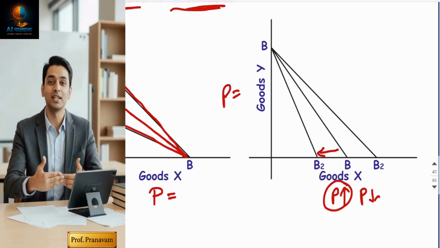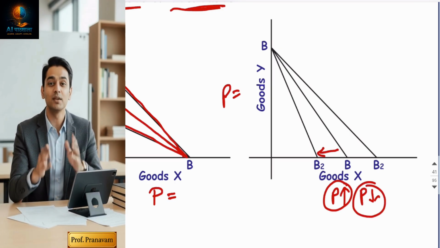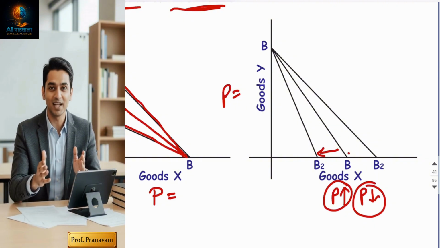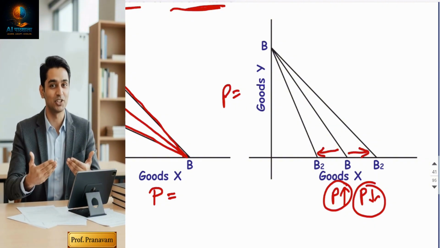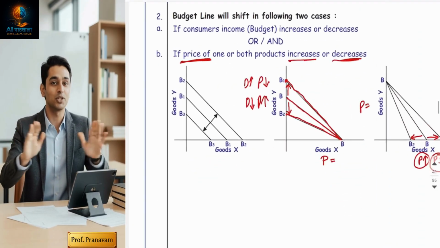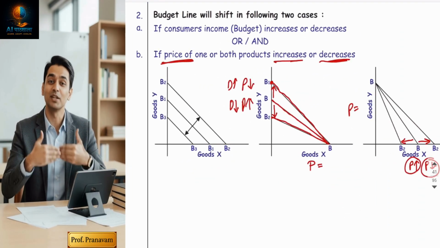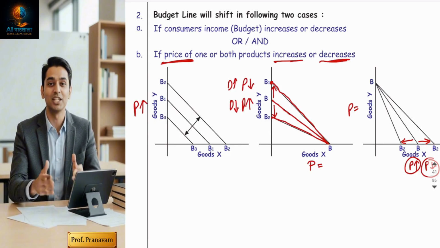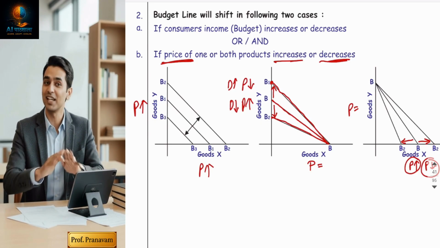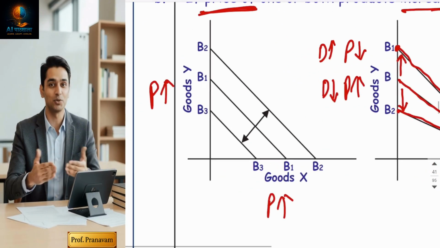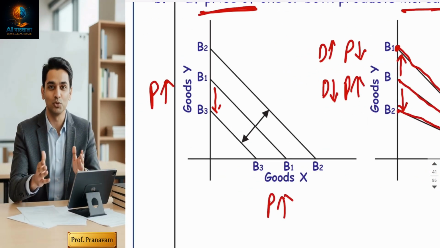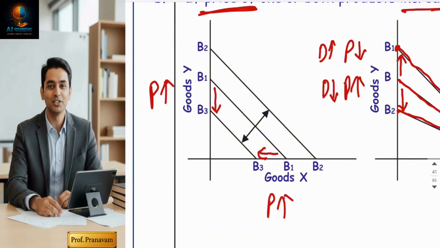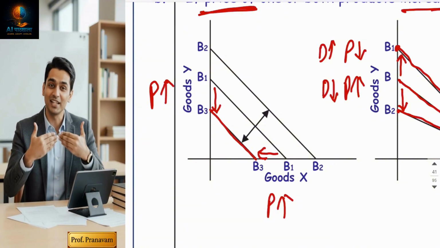Similarly, if price is reduced due to deflation, my purchasing power will increase. I'll be able to purchase more quantity of X. My budget line will shift to the right. Or both products simultaneously. It is also possible that the price of Y and the price of good X both increase simultaneously. So my demand for good Y will fall, and my demand for good X as well. So my entire budget line will shift to the left.